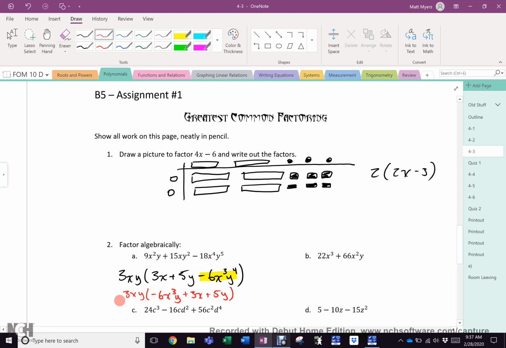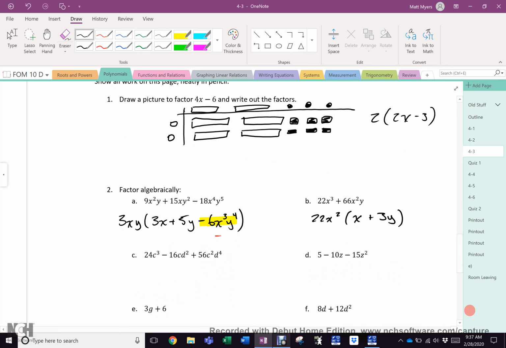I just want you to see that some people might make you do that. Okay? 22x squared x plus 3y. Check your work. Make sure you're doing it right.